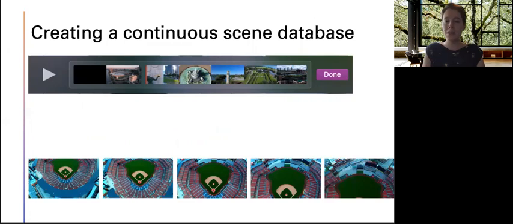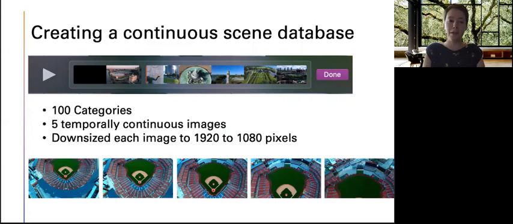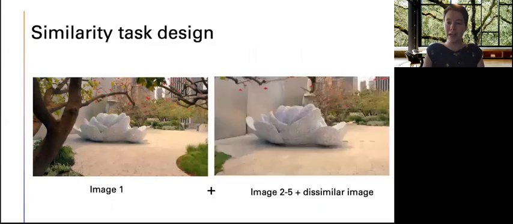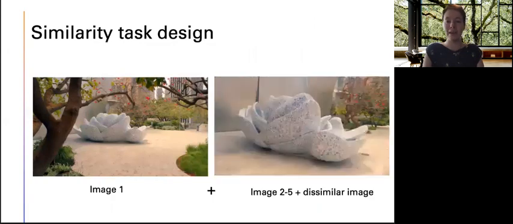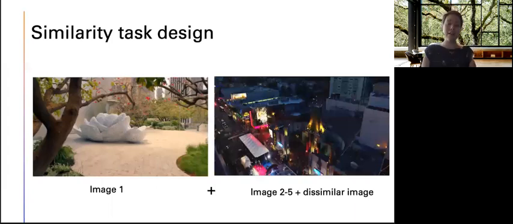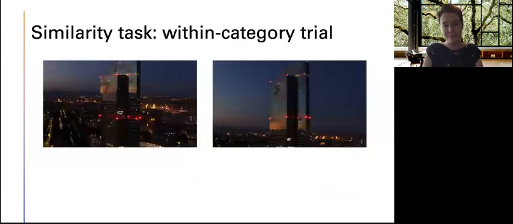In total, this resulted in a new database that consisted of 100 unique categories, each containing 5 temporally continuous scene images. Image 1 of each category was always paired with the 4 other images in the category. We also paired the exemplar image with an image from a different category in order to provide a maximally dissimilar comparison for observers to use to gauge the similarity of within category images.